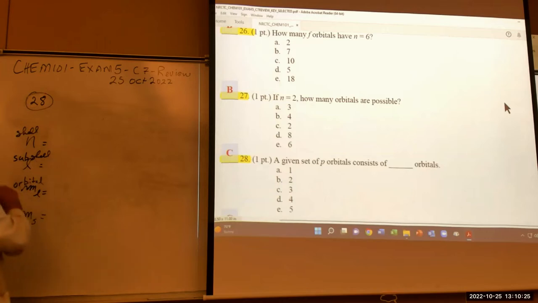28. A given set of P orbitals consists of how many orbitals? Oh, we just did that. Right? How many can you have in a P? Three. X, Y, and Z. All right. Let's see. I'm going to have to scroll it in, I think.